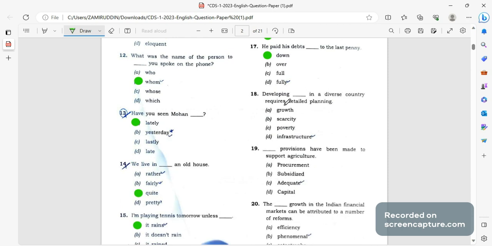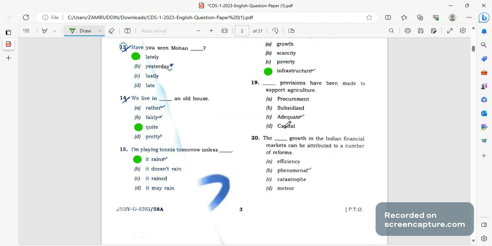Now, developing infrastructure in a diverse country requires detailed planning. Developing poverty, poverty won't be the right answer first of all. Scarcity won't be. Growth is possible, but we can't develop the growth. So the correct answer is infrastructure. 19th one, adequate. Here the correct answer is adequate. Adequate provisions have been made to support agriculture, meaning the adequate amount of provisions have been made.